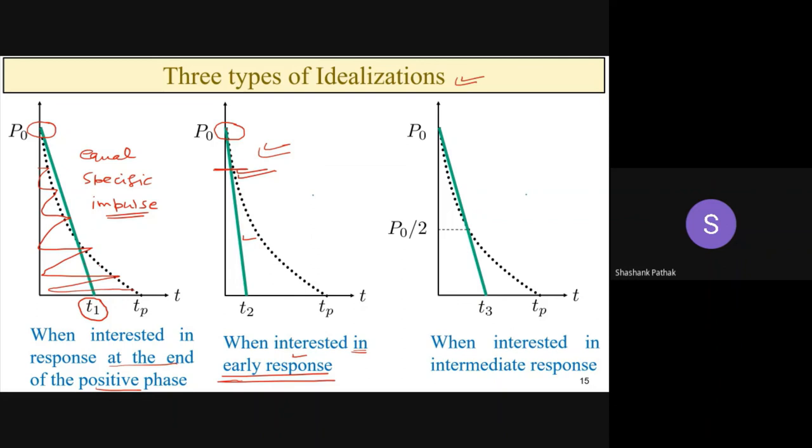When you are interested in assessing the early response of the structure, then we use this kind of idealization. And the third idealization is when we are interested in the intermediate response. The first condition is we keep the same peak overpressure, and the second condition is that the equivalent line passes through the mid pressure P0/2. So this particular line will give you an idea of the intermediate response, what is happening during the intermediate zone. So this idealization is used for these cases.